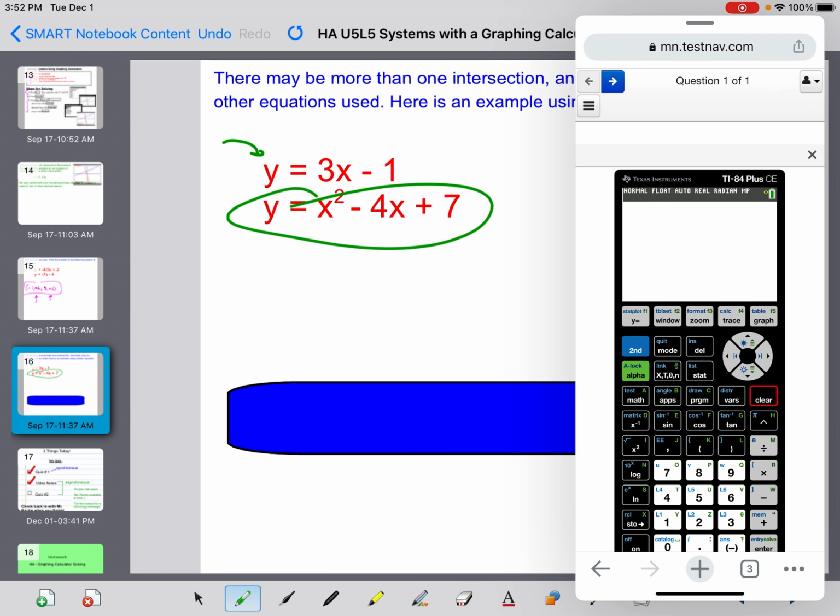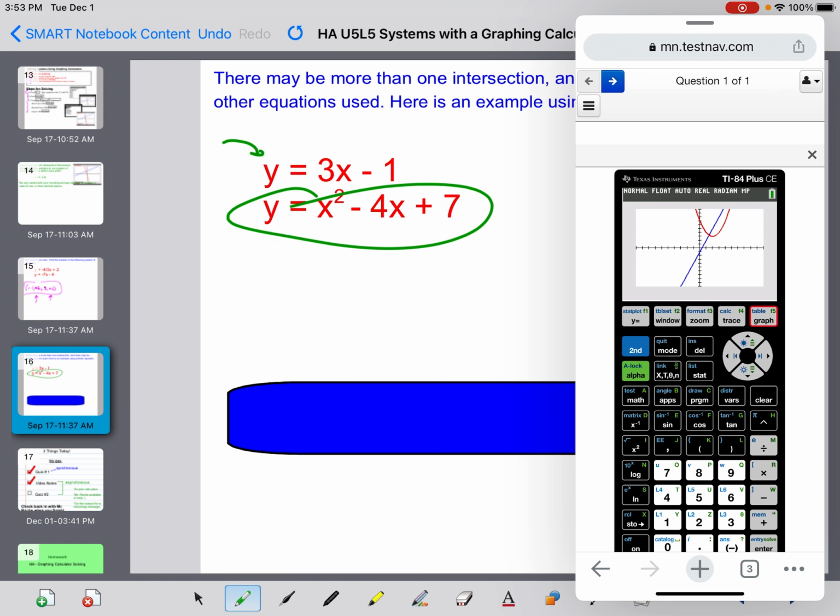So I have y equals 3x minus 1. And then I have x squared. Remember that little caret button will get you into the squared. I hit it a couple too many times. So if I go x squared there, minus 4x plus 7. And I graph that, you can see one of the intersection points, and perhaps you see that it's going to intersect there a little bit off our page.